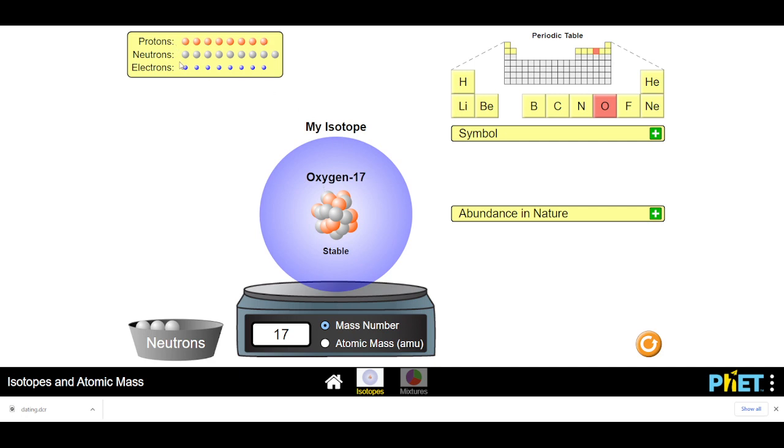How many protons does it have? How many neutrons does it have? You don't have to do electrons. It's your call. It's really about this nucleus and the stability that is important for our dating.